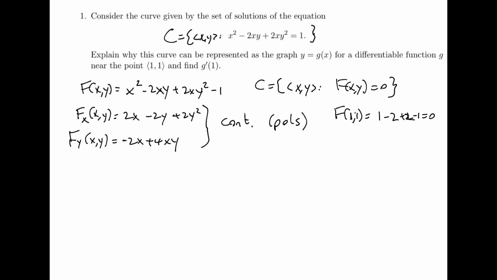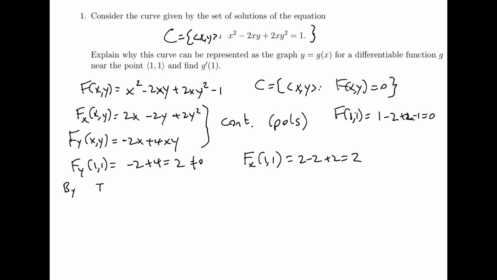And then the third condition is that we need the y derivative in the point to be non-zero. So let us compute this. We get minus 2 plus 4, which is equal to 2, which is not 0. So these are all the conditions, and just for completeness' sake, we will need this later, let me also compute the derivative in the x direction. This will be 2 minus 2 plus 2, which is also 2. So now all the conditions are satisfied, so now we can invoke the implicit function theorem.